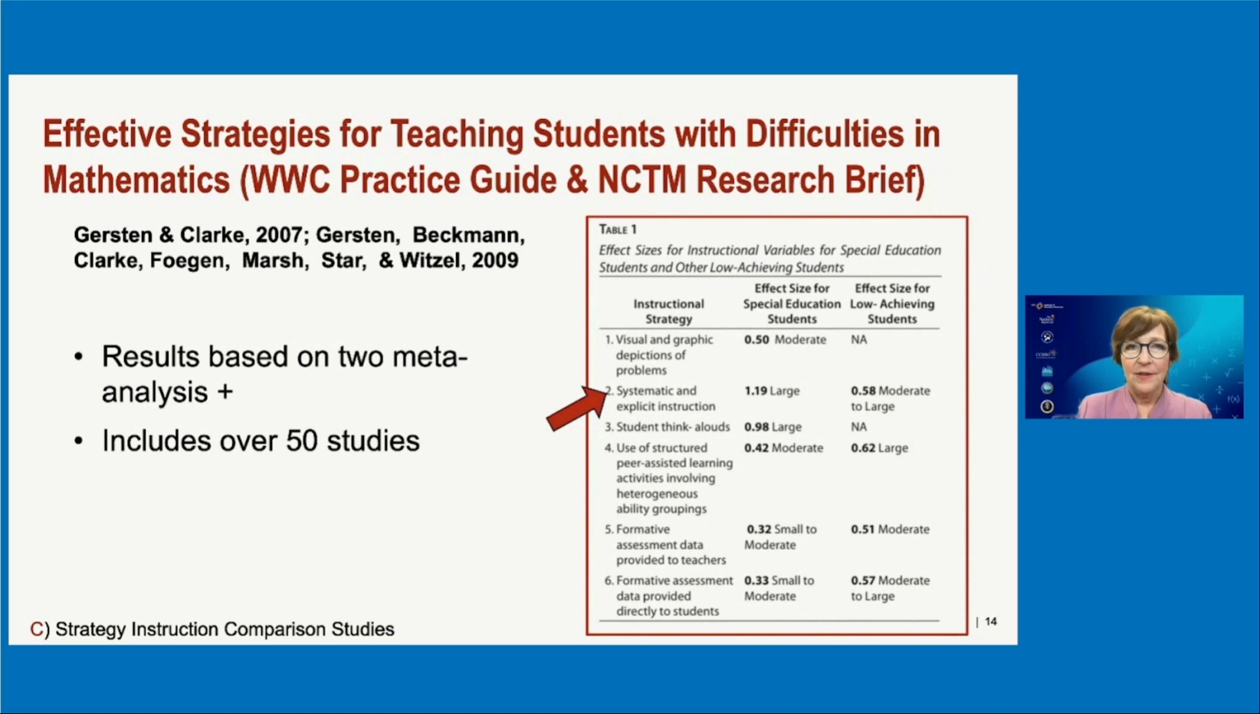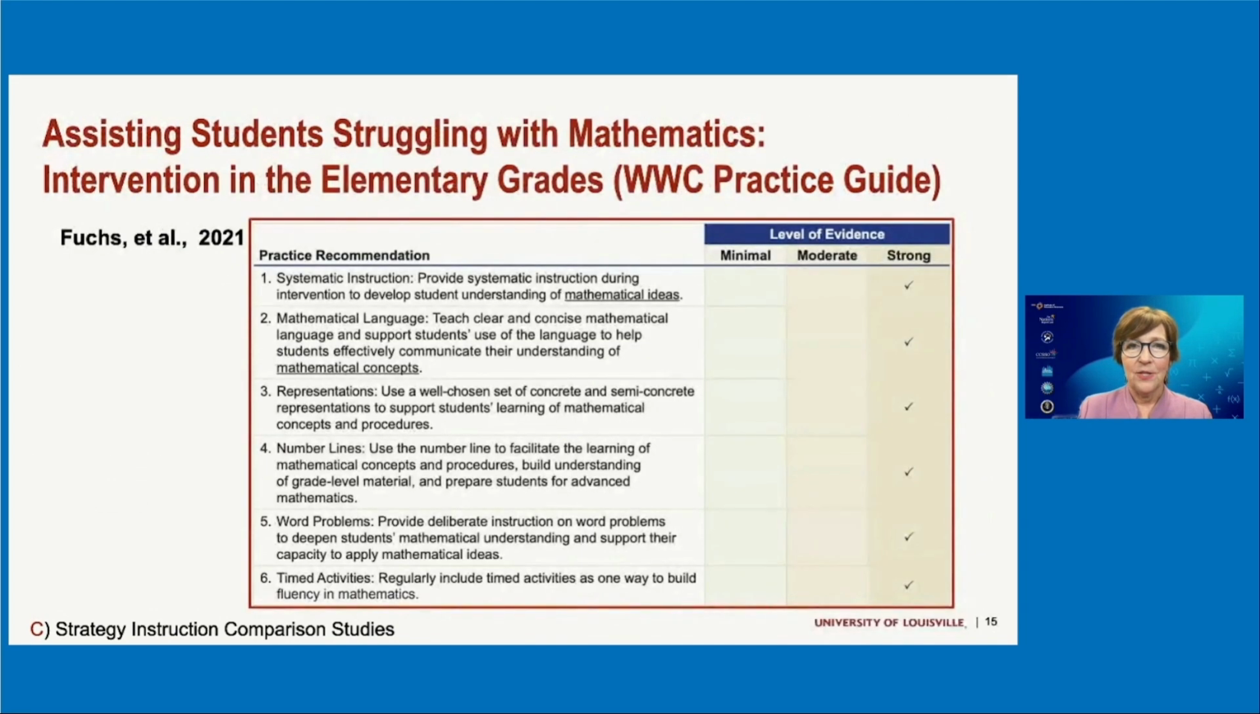This was done in 2009, and in revisiting this research more recently in 2021, you can see again that the very first item on the list is this systematic, explicit strategy instruction. And notice the wording that it's to develop student understanding of mathematical ideas. So not memorizing, but developing student ideas. So we have strong evidence that explicit strategy instruction is really important.